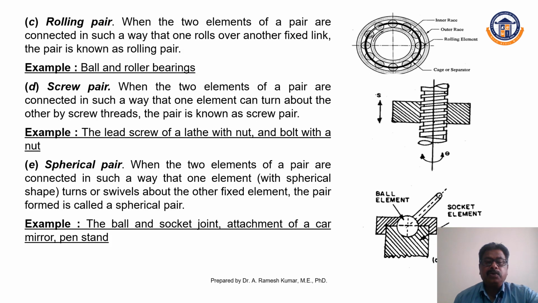Rolling pair: when the two elements of a pair are connected in such a way that one rolls over another fixed link, the pair is known as a rolling pair. The better example is a ball and roller bearing.